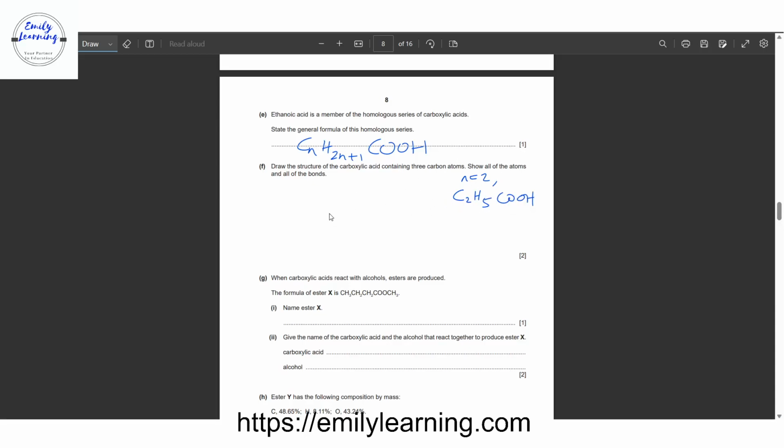So next, let's draw the structure of the carboxylic acid containing 3 carbons. To do so, always start off by drawing the carboxylic acid group. So you have your COOH. Next, put in the other 2 carbons. And then remember, all carbons need to have 4 bonds, so complete these bonds with hydrogen. So this is the structure of the carboxylic acid that contains 3 carbons, and it is basically propanoic acid.